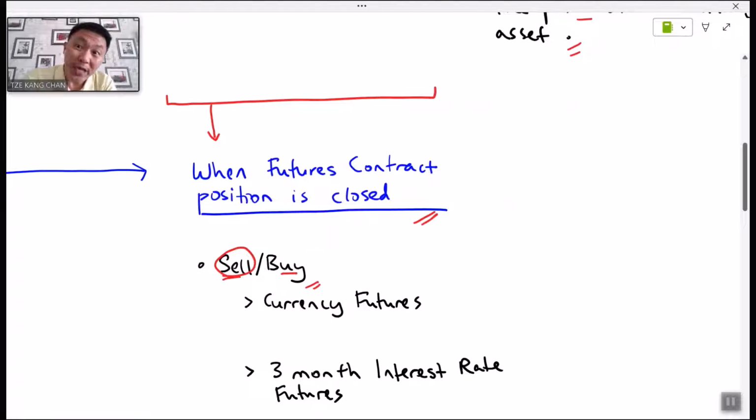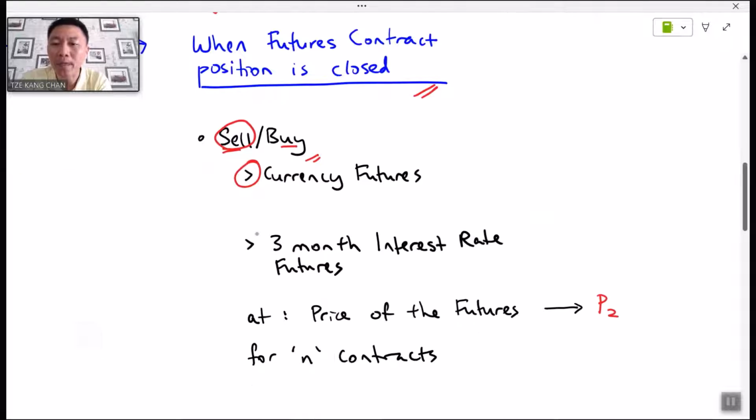So when we enter a close-out transaction on either currency futures or 3-month interest rate futures, the trade will be executed at the price of the futures contract on the later date when the physical or underlying transaction is taking place. Given the fluctuations in the price of the futures contract over time, let's assume that on the close-out transaction date, the price of the futures contract is quoted at P2.